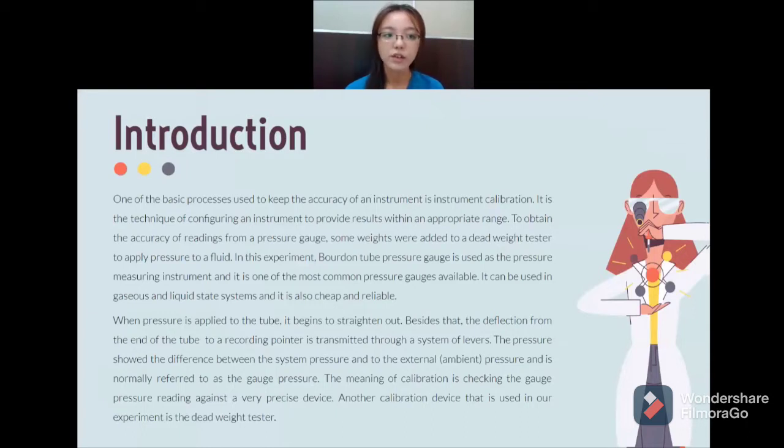To obtain the accuracy of reading from the pressure gauge, some weights were added to a dead weight tester to apply pressure to fluid. In these experiments, Bourdon tube pressure gauge is used as the pressure measuring instrument. When pressure is applied to the tube, it begins to straighten out. Besides that, the deflection from the end of the tube to a recording point is transmitted through a system of levers. The pressure shows the difference between the system pressure and the external pressure and is normally referred to as the gauge pressure. Another calibration device that is used in our experiment is the dead weight tester.